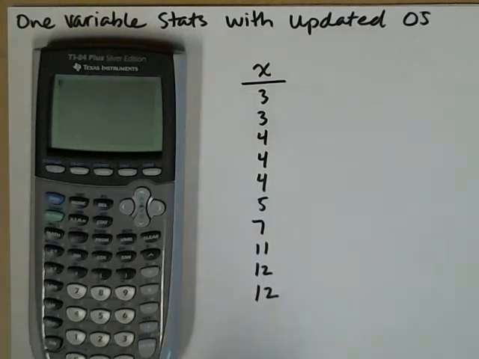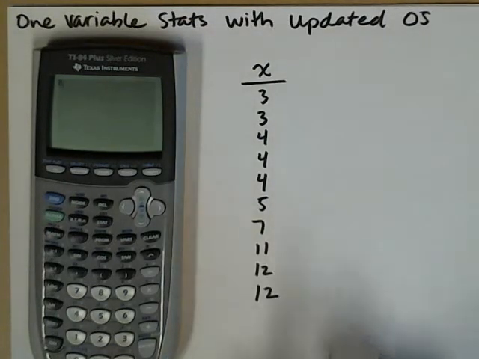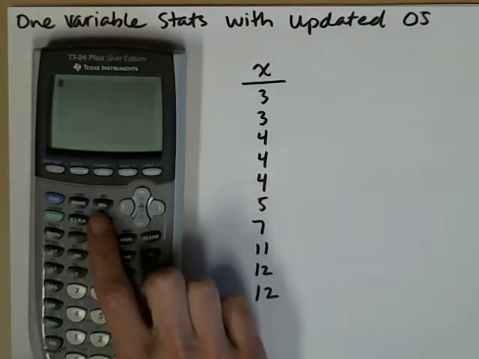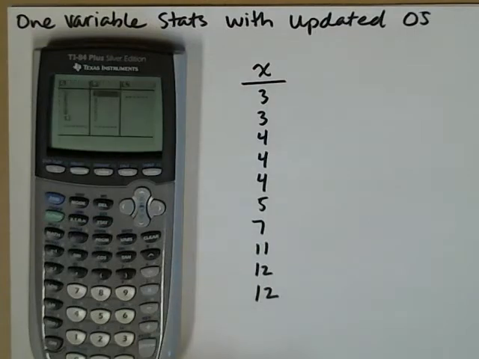How to compute one variable statistics using a TI-84 that has one of the newer operating systems. So I've got a list of data here. I'm going to start by entering those into the calculator. To do that, I go to Stat, so I hit my Stat button. I'm going to choose Edit, which is already chosen for me, so I hit Enter.